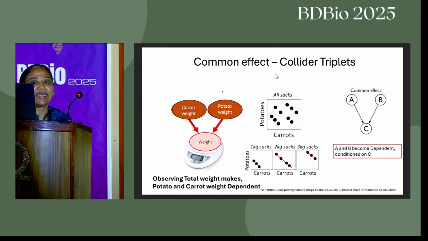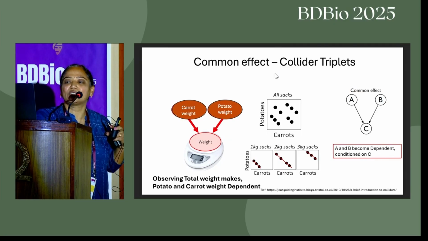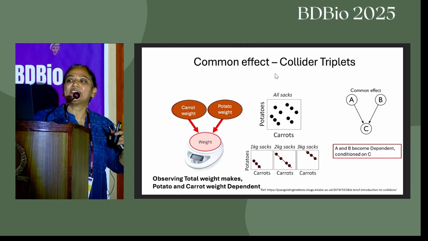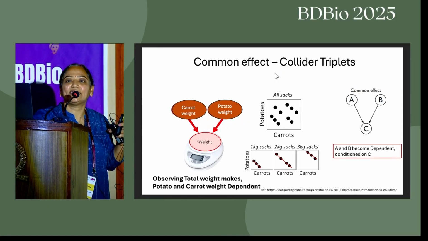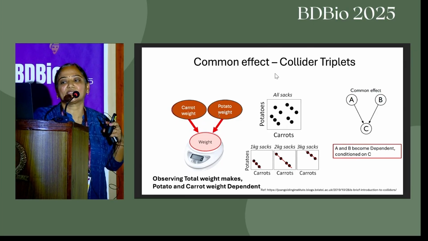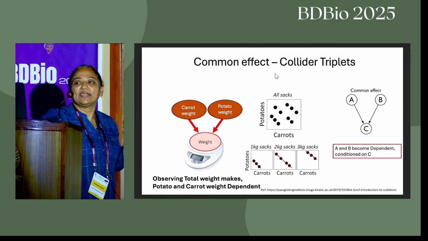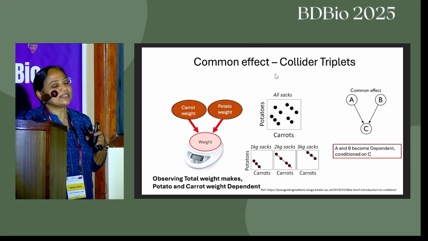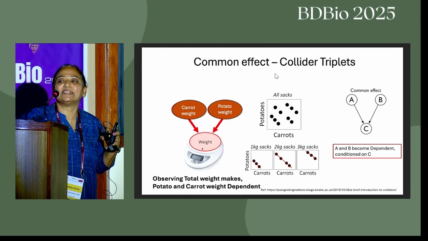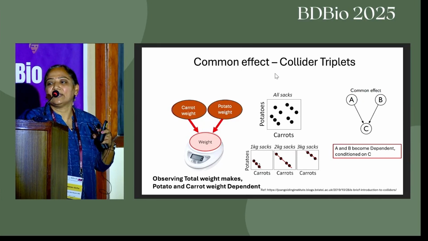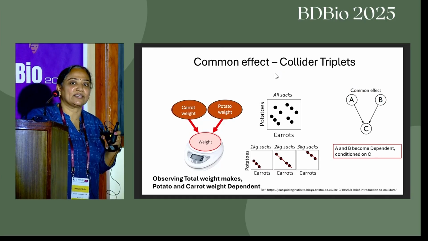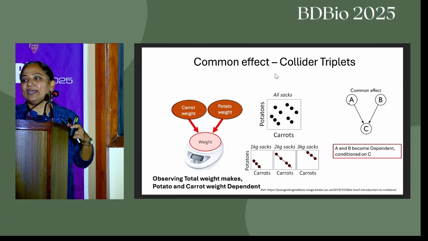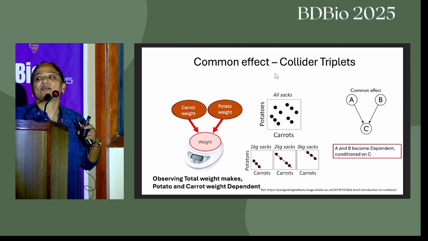And then the common effect case, it's a collider. Why collider? Because two nodes are affecting in a way that they collide. For example, I'm looking at the common weight of 2 vegetables, carrots and potatoes. When I don't know what the weight is, carrots can have any weight, potato can have any weight. But once I begin observing what the common weight is, knowing about the carrot will fix what the weight of the potato should be, right? So if I fix the observed weight, knowing about carrots will tell me what is the potato weight. So A and B become dependent conditioned on C.